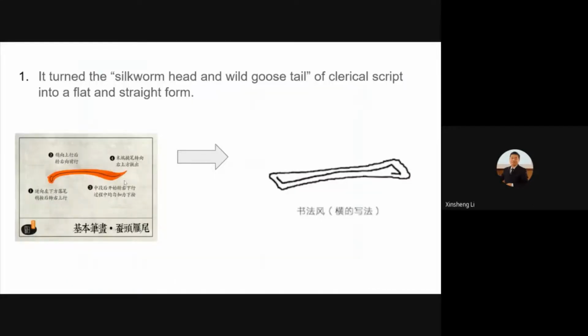Let's see this one. It turned the silkworm head and the wild goose tail of clerical script into a flat and straight form. This is a silkworm head and the wild goose tail. This is regular style.